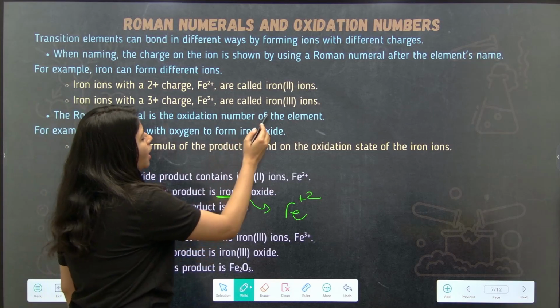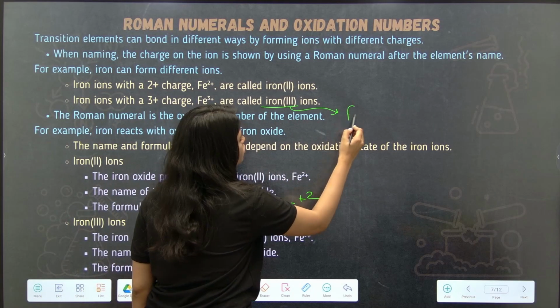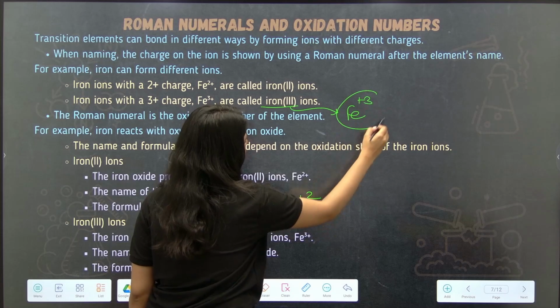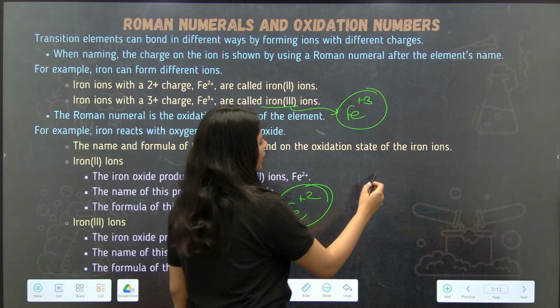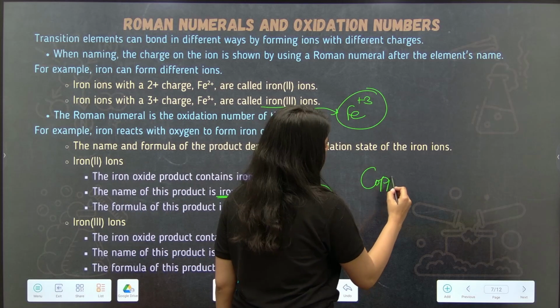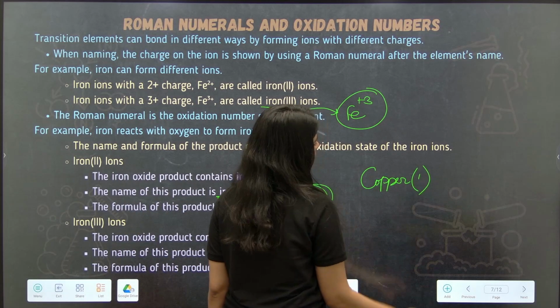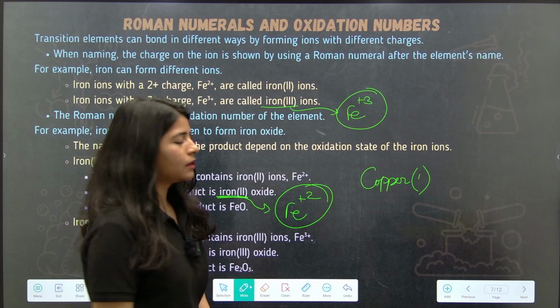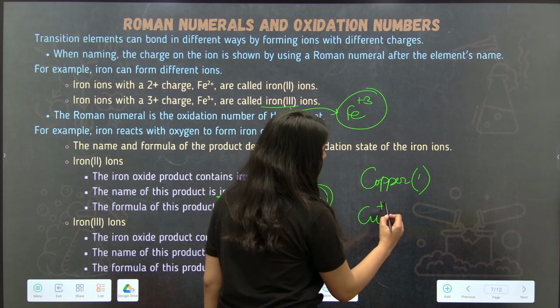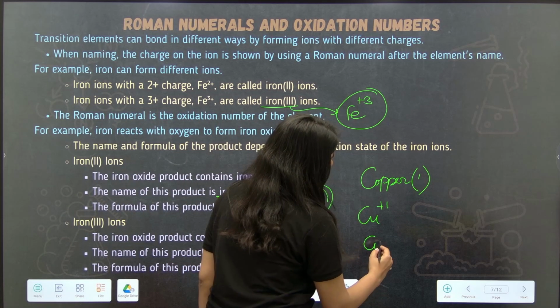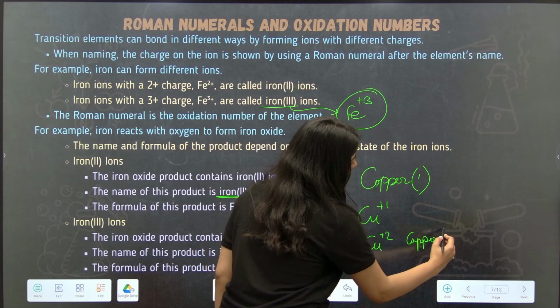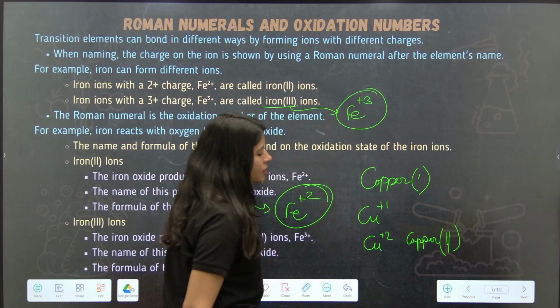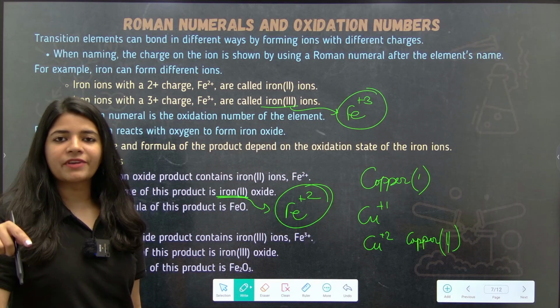So it means that here iron is in +2 oxidation state. Here iron is in its +3 oxidation state. It has lost 3 electrons here, and here it has lost 2 electrons. Another example: copper(I) ion means copper is in +1 oxidation state. If I have to write copper(II) ion, then I will write copper and then in brackets mention its oxidation state, which is 2, in Roman numerals.